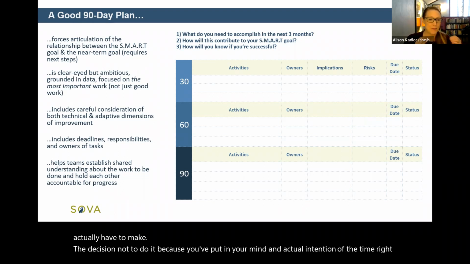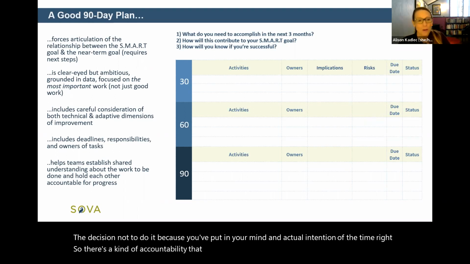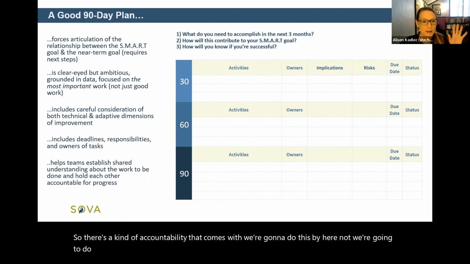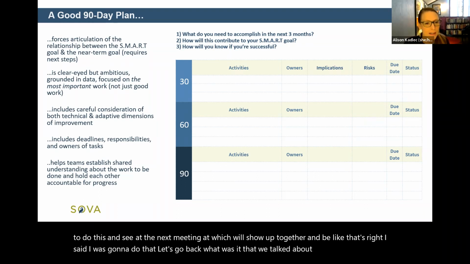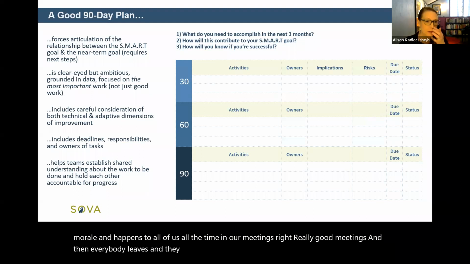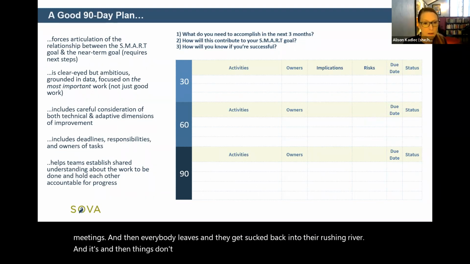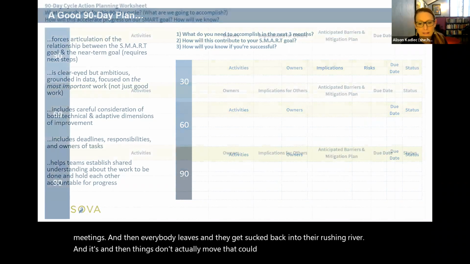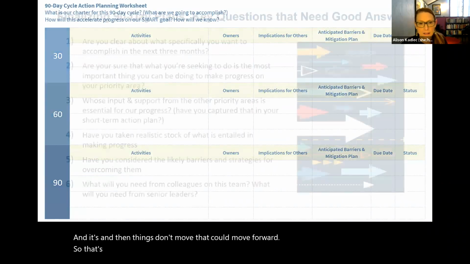So there's a kind of accountability that comes with, we're going to do this by here, not we're going to do this and see you at the next meeting, at which we'll show up together and be like, oh, that's right, I said I was going to do that. Let's go back. What was it that we talked about again? Which really saps morale and happens to all of us all the time in our meetings, right? Really good meetings, and then everybody leaves and they get sucked back into their rushing river, and then things don't actually move that could move forward. So that is how it works.